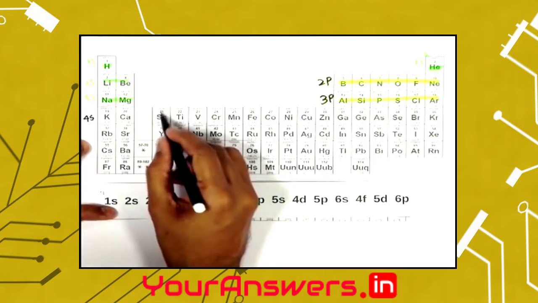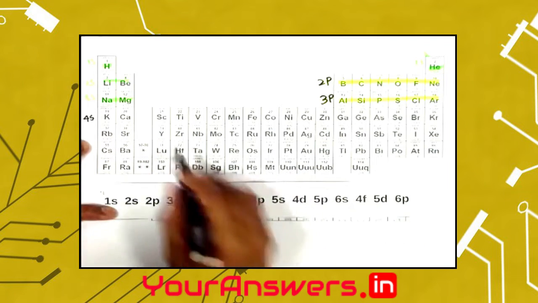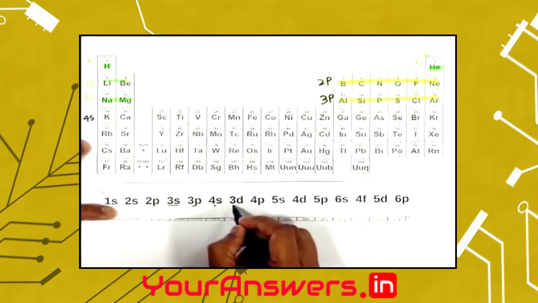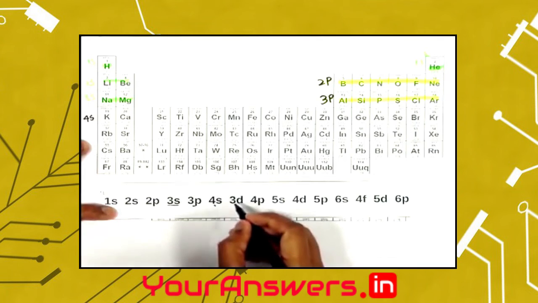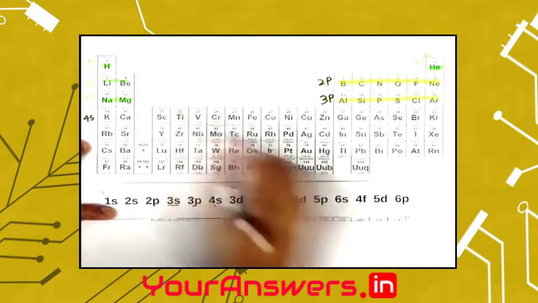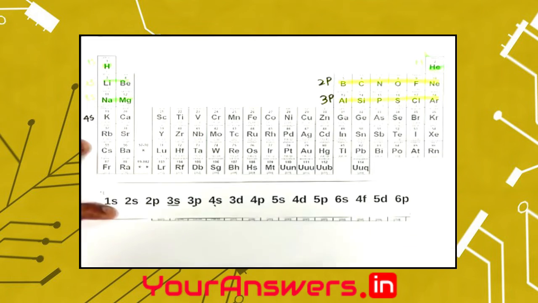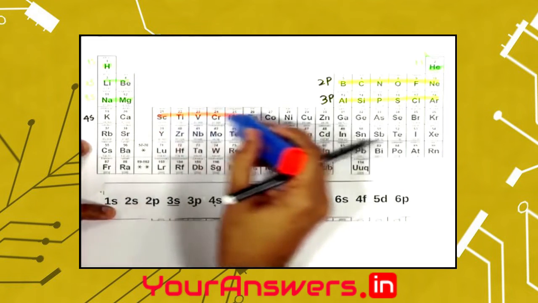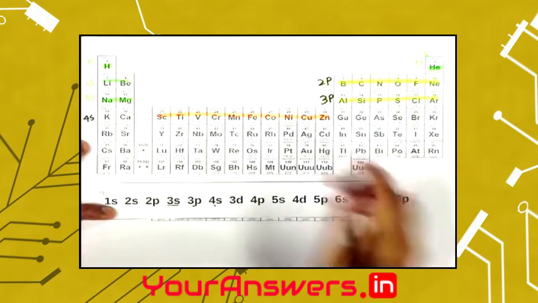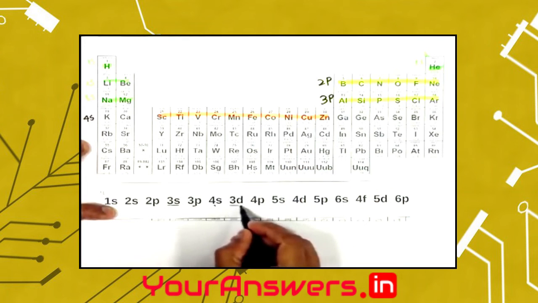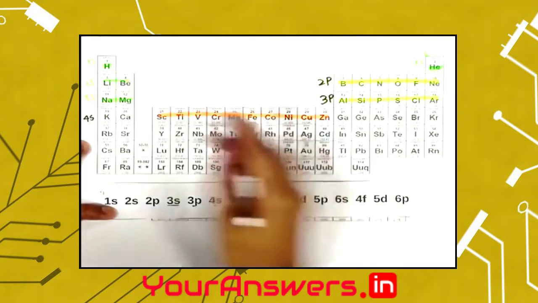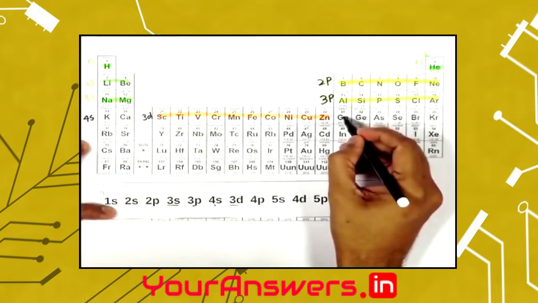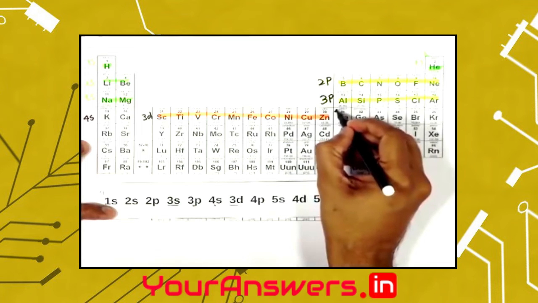So starting from scandium, which has 21 electrons, I will start filling 3d, and you know 3d has 5 possible magnetic quantum numbers, so therefore 5 different orbitals, and it can hold up to 10 electrons. Each orbital can hold 2 electrons. So starting from scandium to zinc, the next 10 elements will be filled in the 3d orbitals. So starting from here, I am filling in 3d orbital, and starting from gallium, the next orbital is 4p.